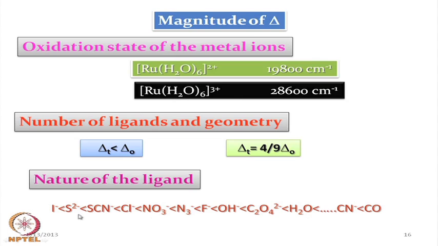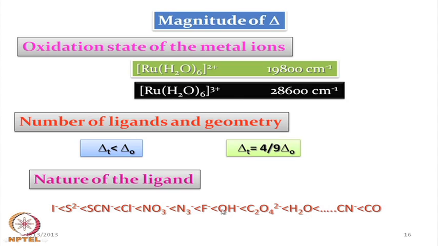So if we put sulfide and thiocyanate, sulfide will be less than thiocyanate, and this is basically incorporated between I minus and Cl minus. So they have intermediate strength of crystal field between I minus and Cl minus. Between Cl minus and F minus, we have these two, that means NO3 minus, the nitrate ion, and the azide ion.